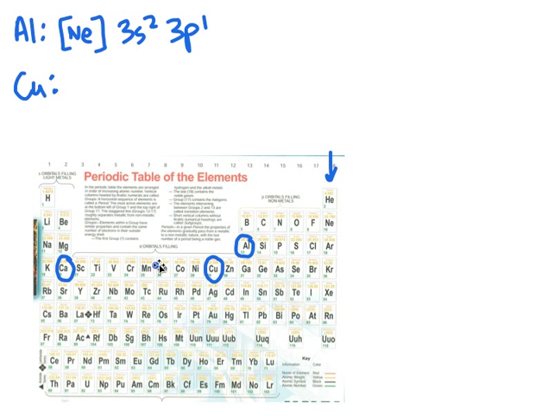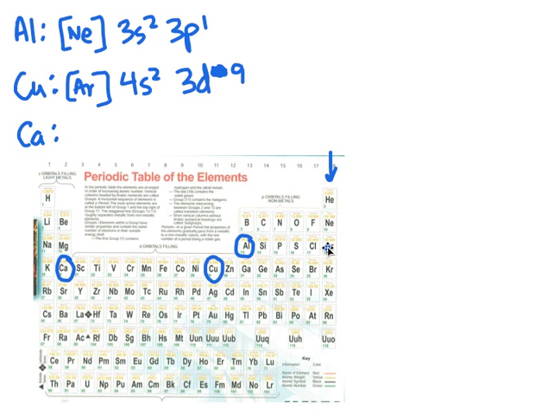For copper, we would backtrack until we hit a noble gas. The noble gas we hit is argon. So I write argon in brackets, and then I do the configuration from argon up to copper. So after argon comes 4s2, 3d10, excuse me, that wouldn't be 4s2, 3d10, that would be 4s2, 3d9, because copper is the second last element in the 3d sublevel.